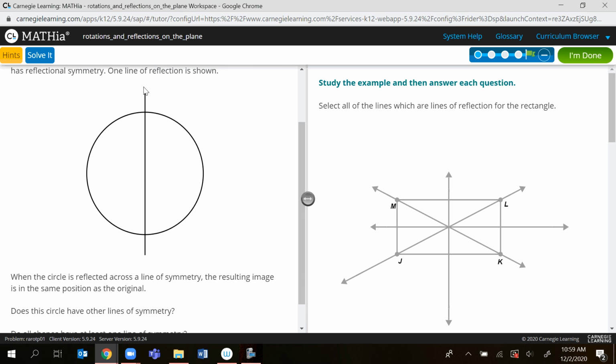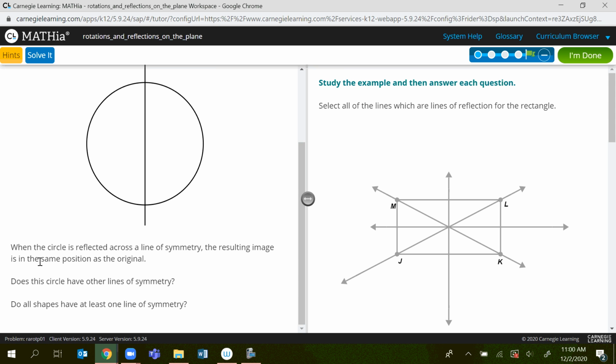So as you can see here, if I were to put this line, this is called our line of symmetry. Both halves should be exactly the same. When the circle is reflected across a line of symmetry, the resulting image is in the same position as the original. Does this circle have any other lines of symmetry? Do all shapes have at least one line of symmetry? So on our right side, we're going to study this example and then answer the questions.